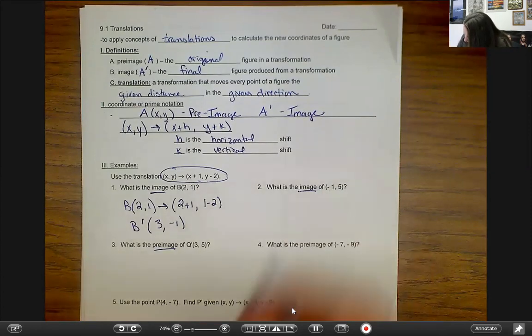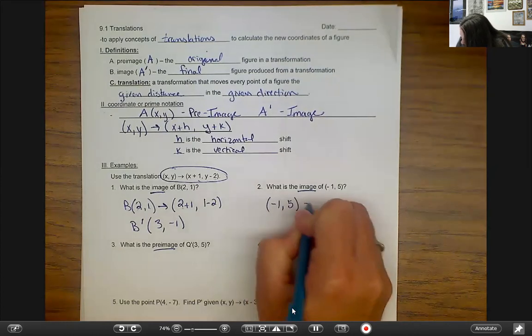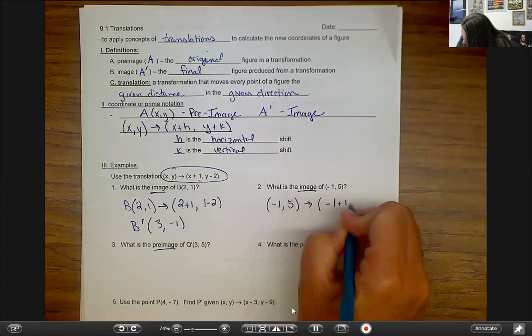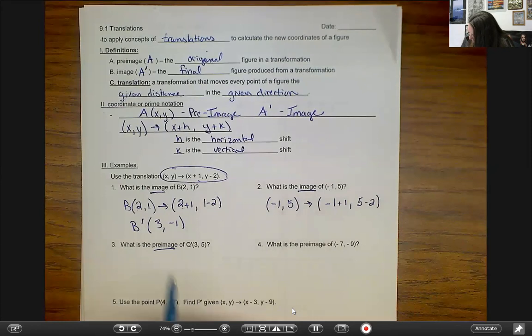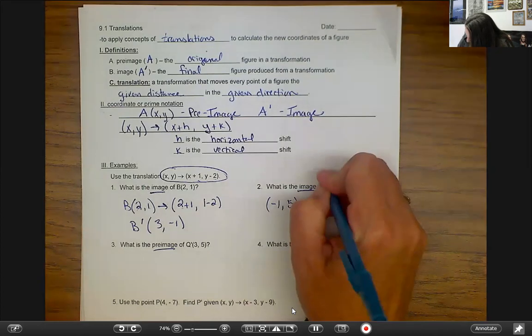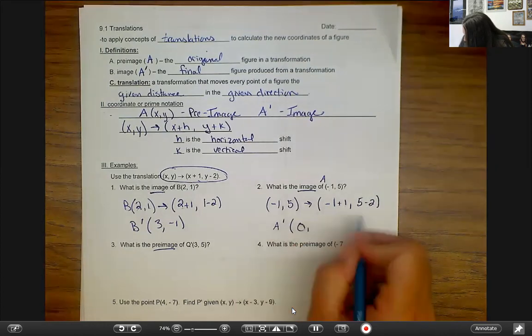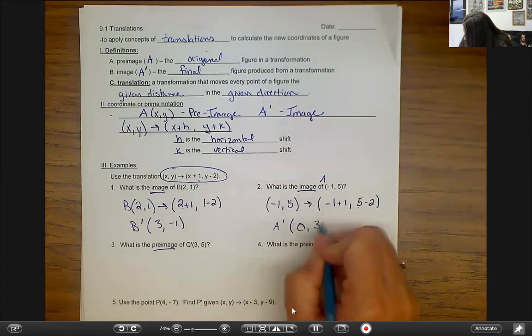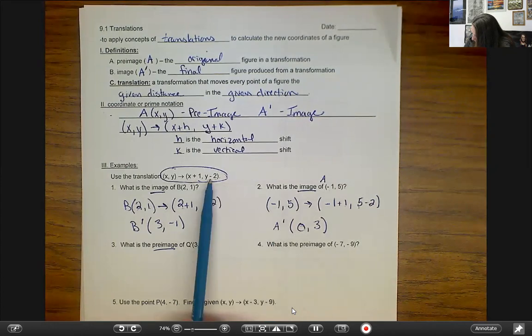Okay, so if I was going to plug in the point negative 1, 5 into my rule, it becomes negative 1 plus 1 and 5 minus 2. Okay, so here, let's say this image point, we didn't put a coordinate with it, but let's say it's A. Then A prime would be located at 0, 3. And you'll see if I started here, we move 1 unit right, we'd go to 0, and we move 2 units down, we'd go to 3.